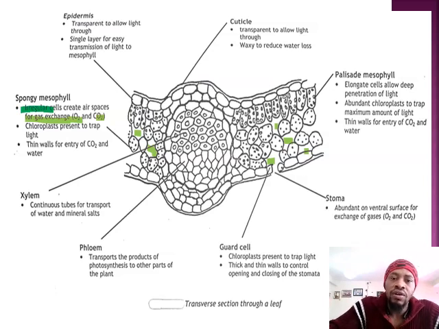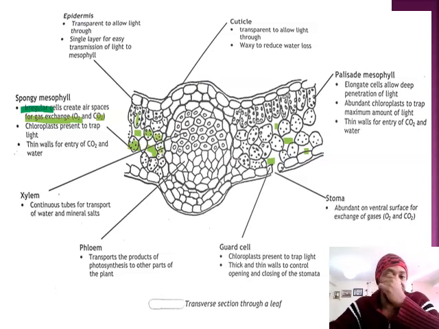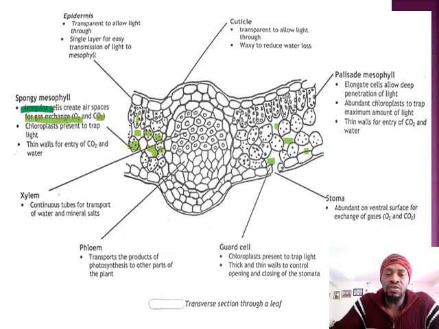Now, while the spongy mesophyll cells allow air spaces to form between them, they are good enough because inside of themselves they have chloroplast. Remember, we want chloroplast everywhere. And then we have chloroplast present inside these spongy mesophyll cells. The chloroplast contain what? They contain chlorophyll to trap light for photosynthesis and all other aspects that we've seen.